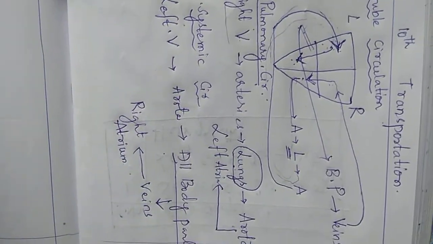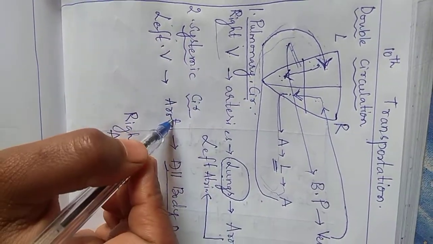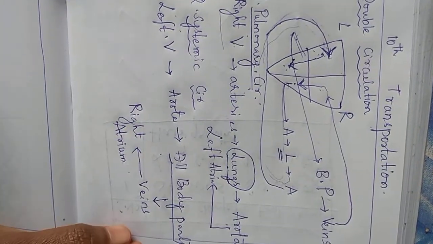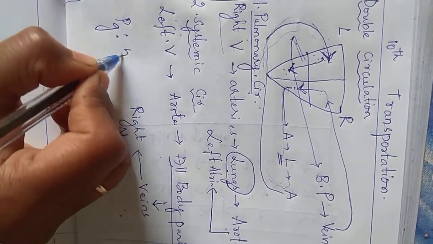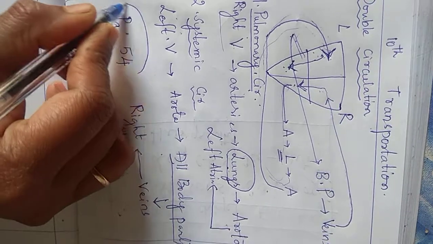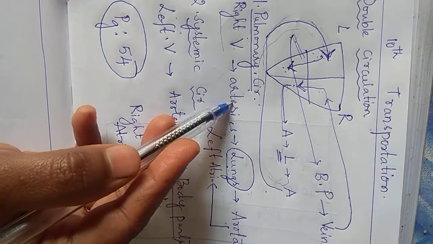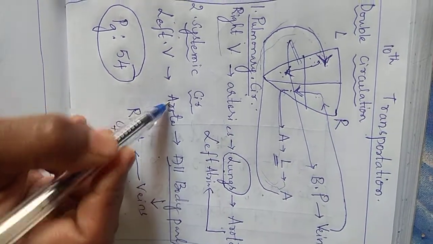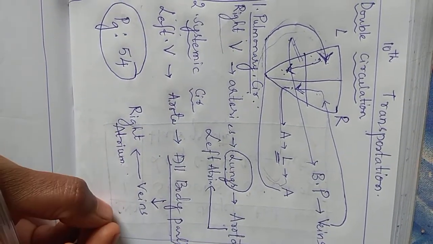So your assignment for today is to draw this diagram, and write pulmonary circulation and systemic circulation from the textbook. In page number 54 you have about the double circulation. Draw the diagram from this class, and write about pulmonary circulation and systemic circulation, how they are flowing, everything, because this is a very important answer.